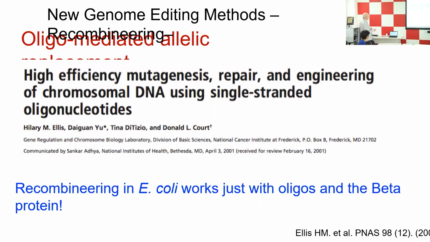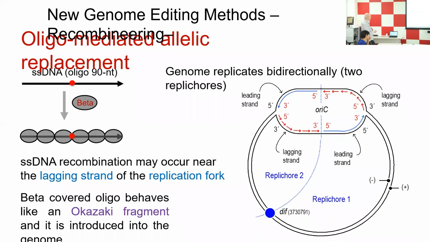Well, the possibility came to make oligo-mediated allelic replacements through recombineering, but instead of using double-stranded DNA, to use single-stranded DNA. So recombineering in E. coli works with oligos and one of the proteins for recombination, but you need to have single-stranded DNA. So in this case, what you do is the following.